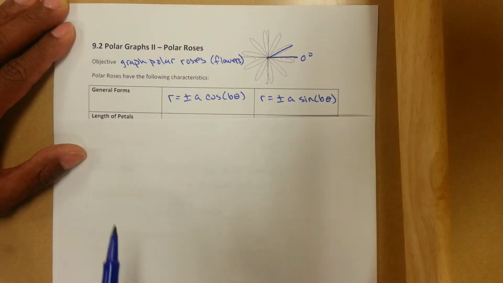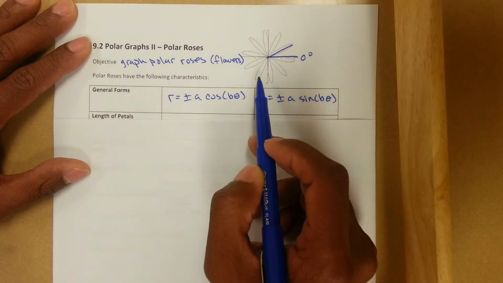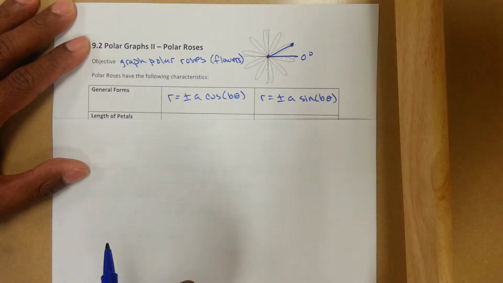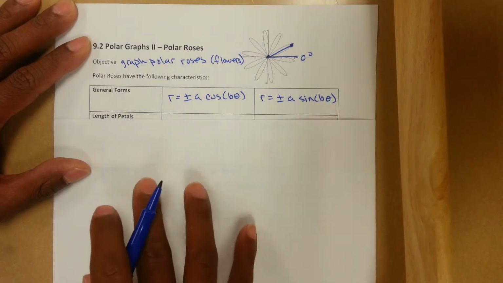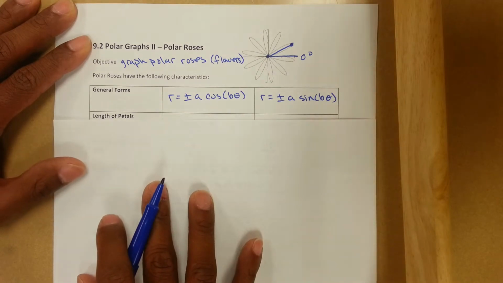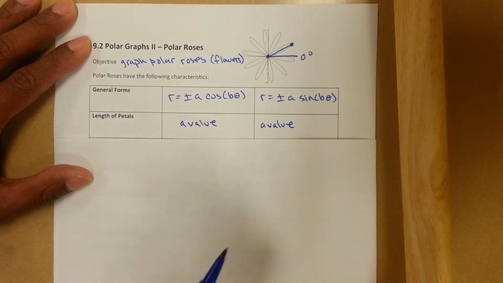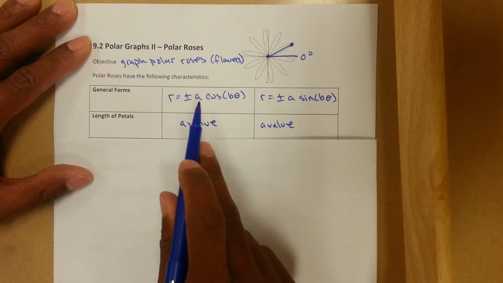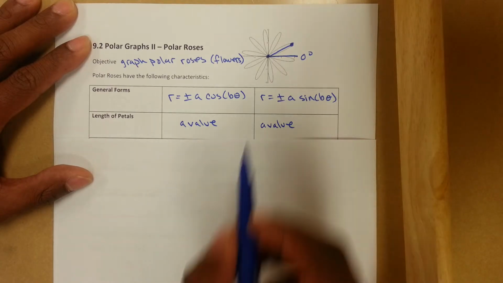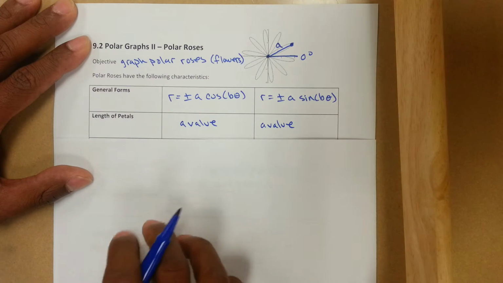Now, once you figure out that you're going to have a polar rose, the next thing you need to do is figure out how long each petal is going to be. In other words, if you're going from the pole to the end of each petal, how long is that going to be? This is actually really easy to figure out. The length of each petal is just going to be your a value. It doesn't matter whether your a value is positive or negative. Whatever the coefficient of cosine or sine is, that's going to be the length of each petal. So the distance from the pole to the end of the petal is just your a value.